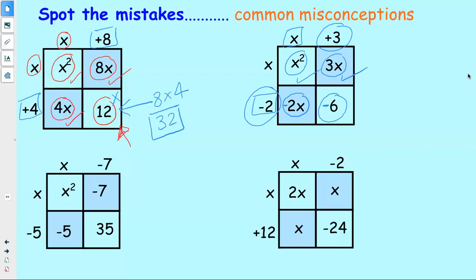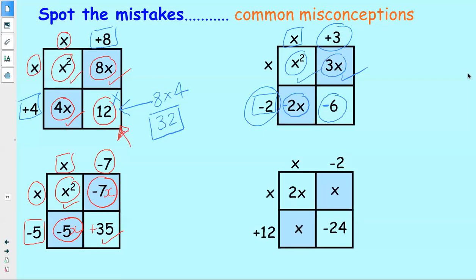Next one. Your x squared, yep, that's right. Your negative 7. Now what's wrong there? You're doing negative 7 multiplied by x. So negative 7 multiplied by x is negative 7x. And here again, they've made the same mistake. You've got a negative 5 multiplied by x, so it should be negative 5x. And negative 5 multiplied by negative 7 is 35. Yep, that's right. Next one.